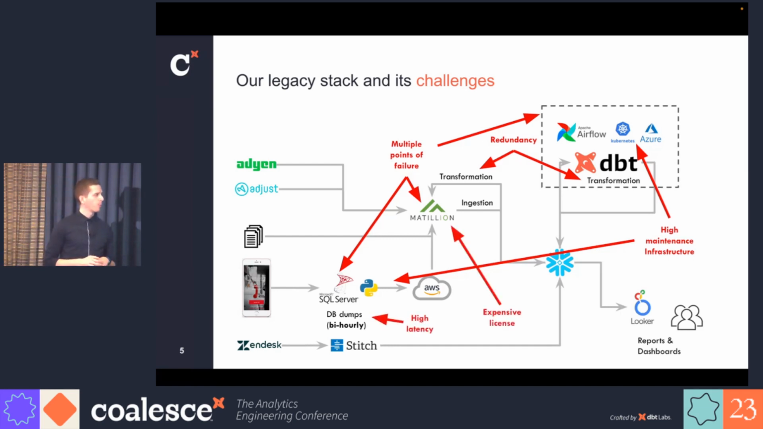Some additional points that we had. To get the data from our own backend database, we had some Python scripts that were running on SQL Server, and that was generating batches of data every 2 hours. It's not fairly high latency, but it's obviously not ideal in this day and age where you want to have the data as soon as you can. And another key point was the expensive license for Matillion.